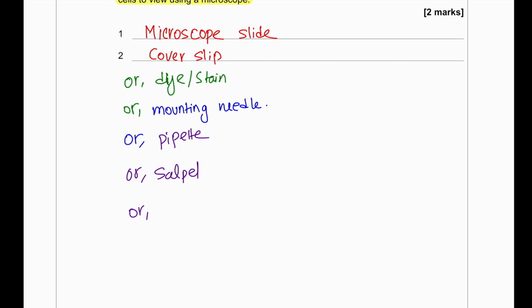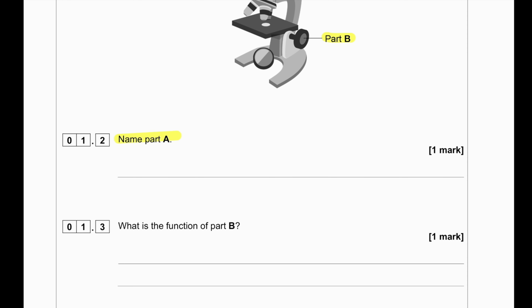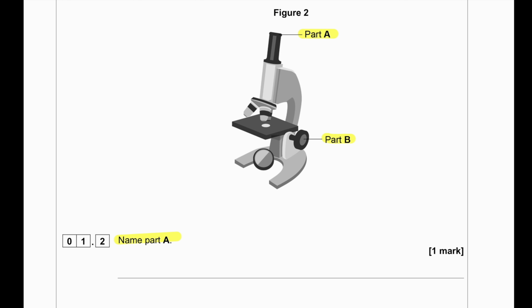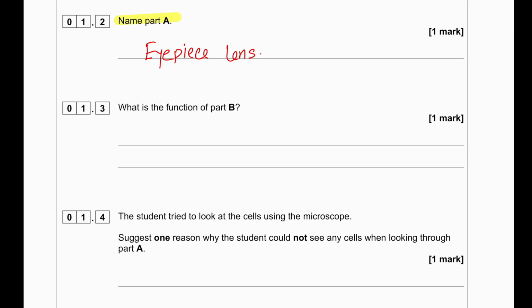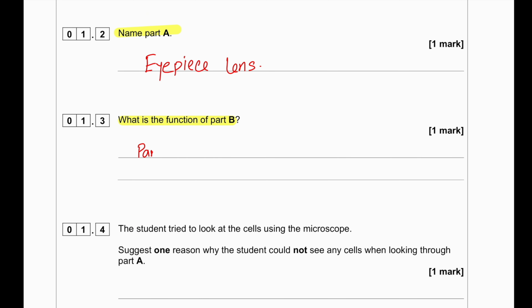You just need to write any two of those, but my personal preference is the ones that are shown in the picture, which is microscope slide and cover slip. Figure 2 shows the student's light microscope, and for part A and part B, they're asking the name for part A. We can see part A is the place where the student places his or her eyes to see it, so we call it eyepiece lens. Now the next question says, what is the function of part B? Part B is actually the adjustment knob, so it is used to focus the image.